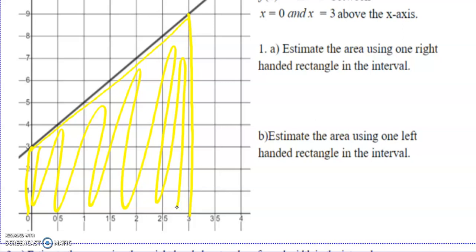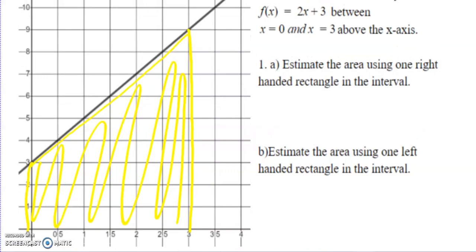And you might be saying, Ms. Schwartz, please, we can totally find that with the trapezoid. And I agree, and we will to verify our answers. But our goal is to make sense of all this rectangle learning that we've been doing.